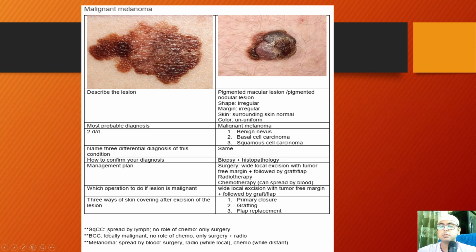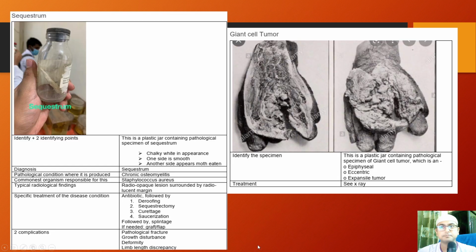Here, squamous cell carcinoma spreads by lymph nodes, with no role of chemo, only surgery. In case of BCC, locally malignant, no role of chemo, only surgery plus radiotherapy. And melanoma spreads by blood, so surgery, radiotherapy and chemo are all needed.